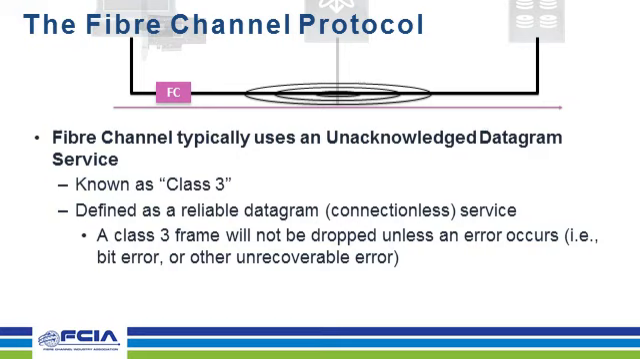Class 3 is defined as a reliable datagram, and that means that it will not be dropped unless some sort of error occurs, such as a bit error or some other unrecoverable error that could occur in the fabric. Now, this doesn't happen very often. It can happen, but it really doesn't happen very often. So it really is a lossless connection.